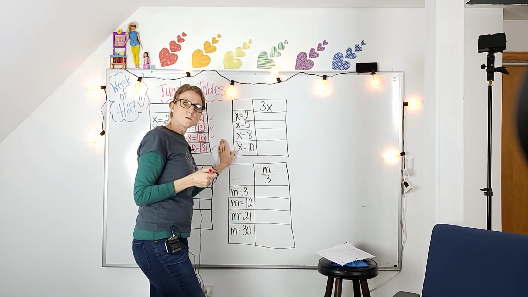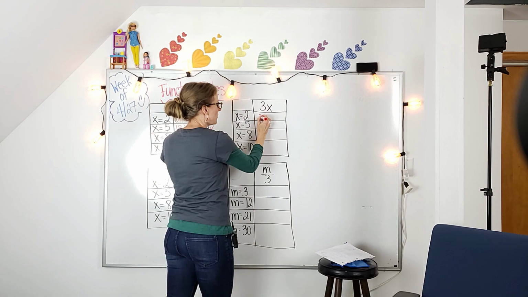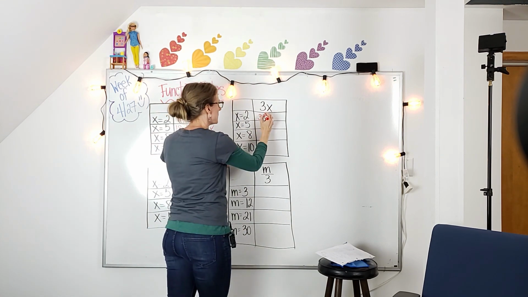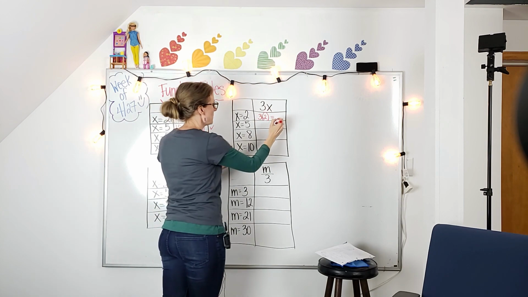Now make sure you use parentheses, because if you forget to and you write it as 32, you might actually think your answer is 32. But remember, this is multiplication. It's 3 times 2, which is 6.